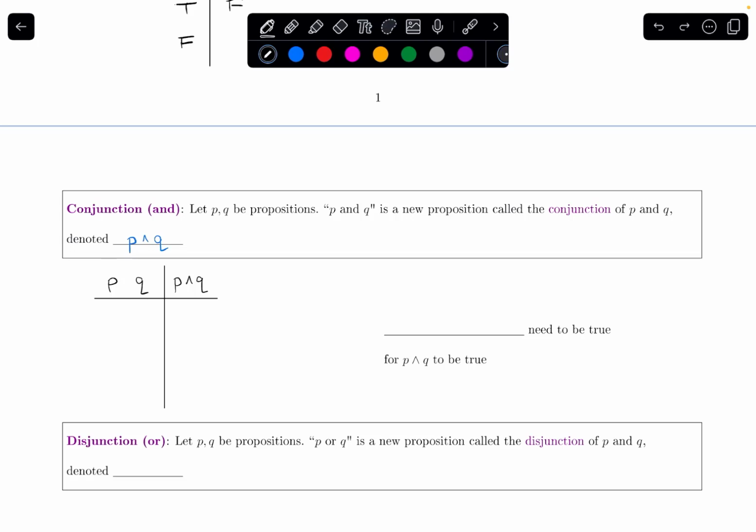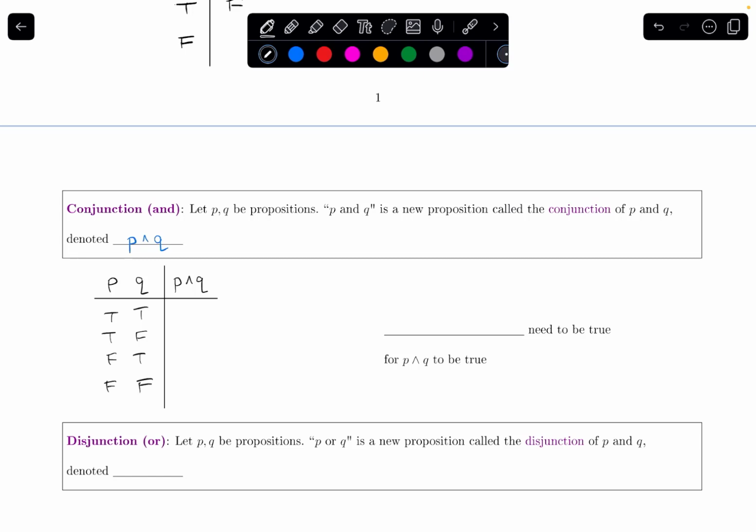What are the possible truth values for P and Q? P could be true or false, and the same thing with Q. So overall, there are going to be four possibilities. One is P true and Q true, P could be true and Q false, P could be false and Q true, and P could be false and Q false.